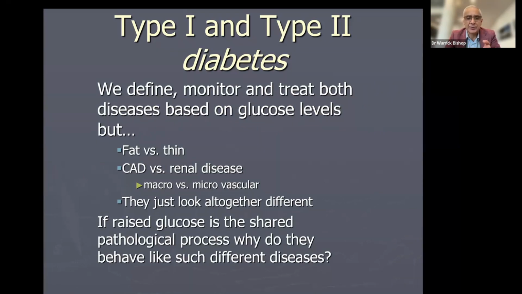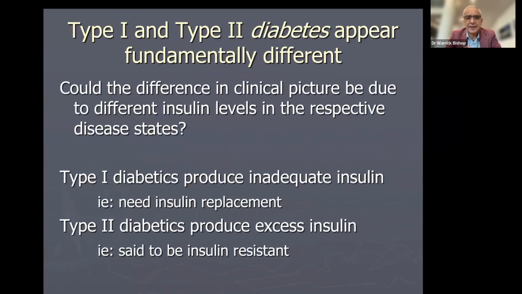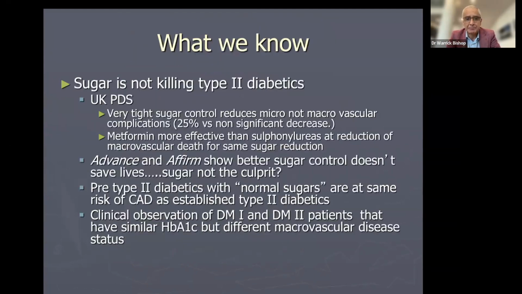And the challenge, of course, is if sugar is the driver for that disease, that diabetes, then how come sugar is acting so differently in those two states? So if they are fundamentally different, what's driving that? And I put there that it's probably related to insulin levels. And I think everyone agrees on that. These days, type 1s have inadequate insulin, type 2s, excess insulin, and that's what ties in with the cardiometabolic syndrome.